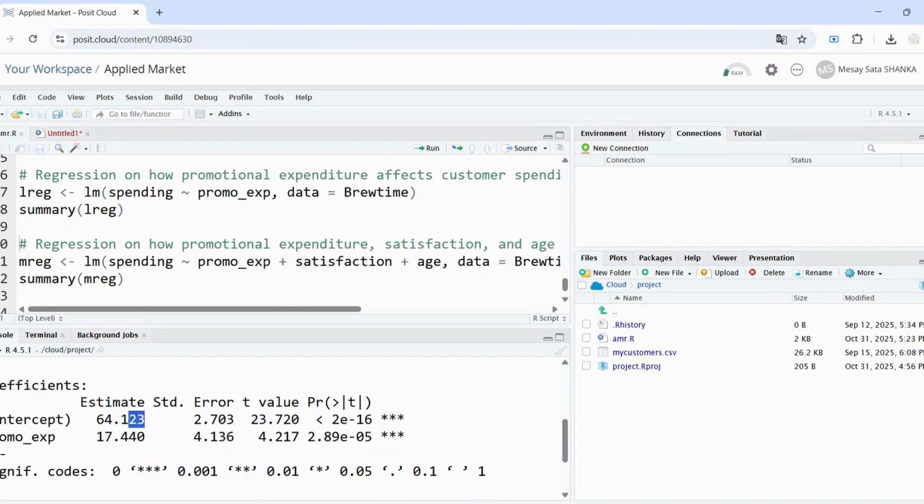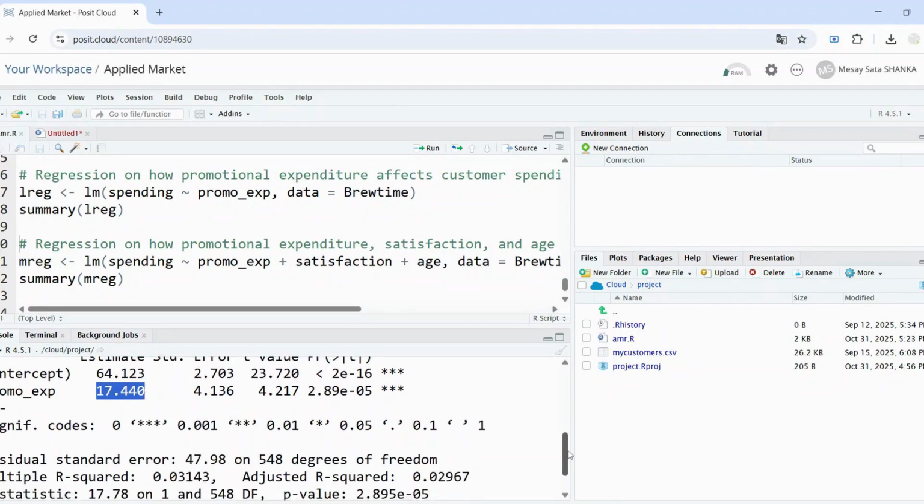Here you get the intercept. The intercept is 64.12, which represents the average spending for customers who are not exposed to promotion. The promotion exposure coefficient here is 17.44, which means that customers who are exposed to the promotion spend about 17.4 more than the others.